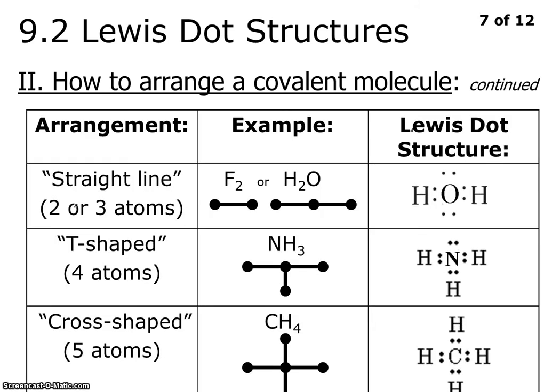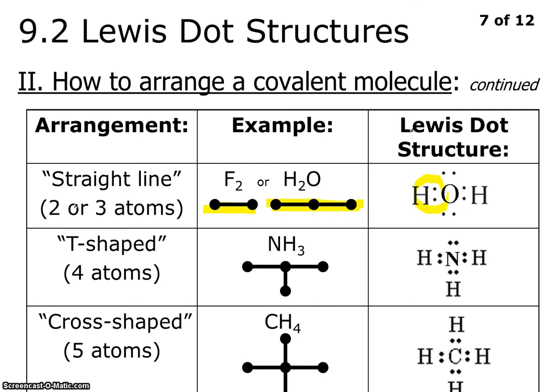Here are some examples of each of the three shapes that we might see for a Lewis dot structure. An example of a straight line would be F2, as we saw on slide 3, and it's just two atoms. Or if you have something like H2O, it's going to be H, H, and O in the middle to make a straight line. O goes in the middle because it's the only single atom, surrounded by H's on two sides.